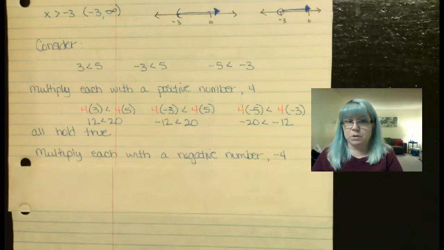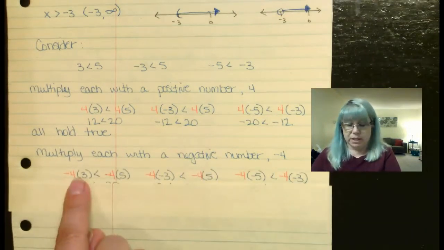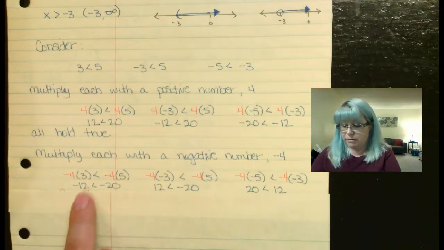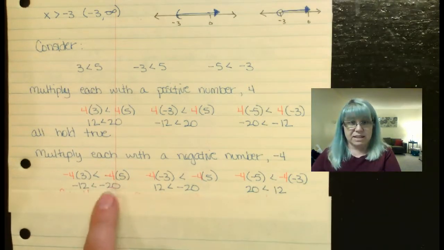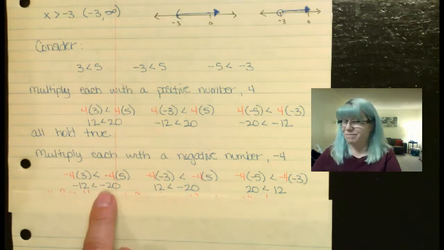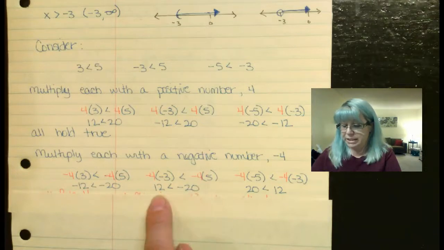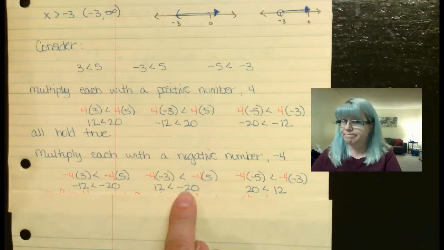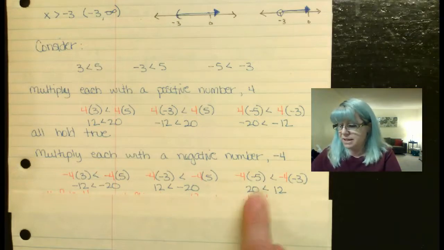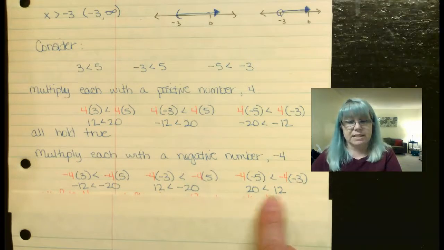Now let's consider multiplying by a negative number, and we'll just choose negative 4 for ease. Negative 4 times 3 is negative 12. Negative 4 times 5 is negative 20. Is negative 12 less than negative 20? Nope. Negative 4 times negative 3 is 12. Negative 4 times 5 is negative 20. Is 12 less than negative 20? Nope. Negative 4 times negative 5 is 20, and negative 4 times negative 3 is 12. Is 20 less than 12?